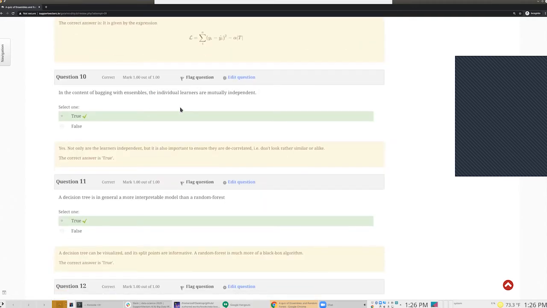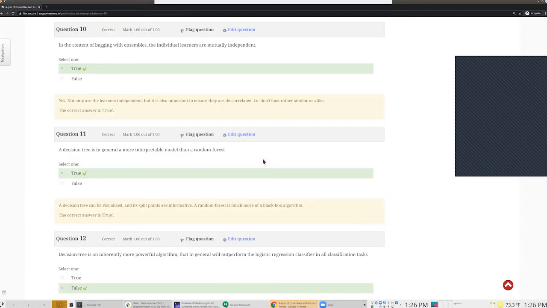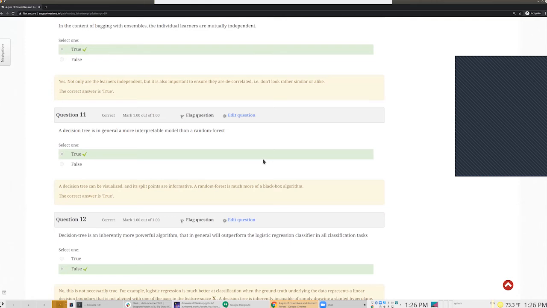In the context of bagging with ensembles, the individual learners are mutually independent. Is that true? It must be true, in fact. If the learners get correlated, generally things look pretty bad after that. Right? Decision trees in general are more interpretable models. And by the way, random forest improves the situation of overfitting. It doesn't cure it. In many practical problems, random forest still has some degree of overfitting. Right? Are we together?